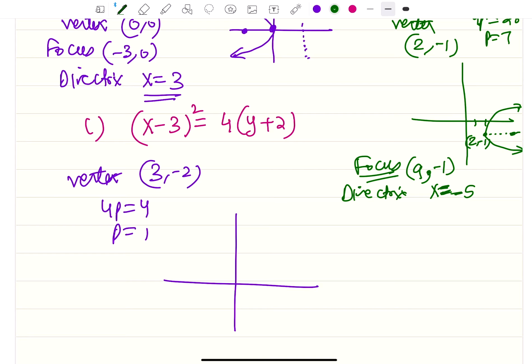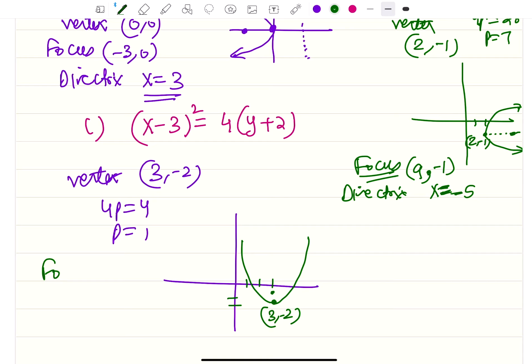So 3 and -2. X is 3, y is -2, and this parabola opens up. So inside my parabola, 1 unit inside my parabola, I will have my focus. So 1 unit inside would be my focus.